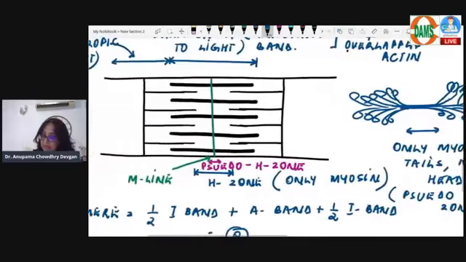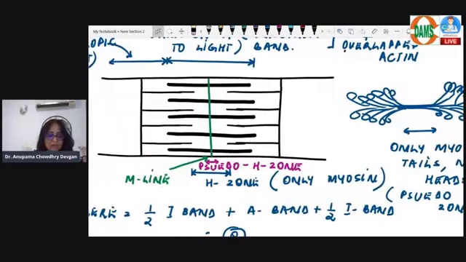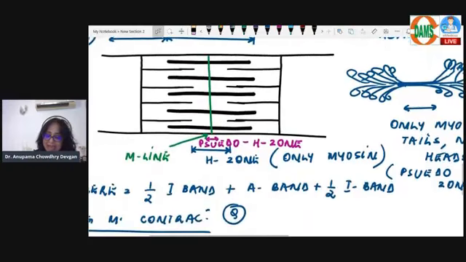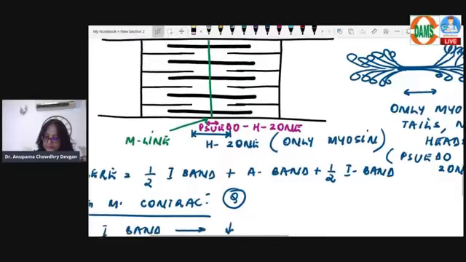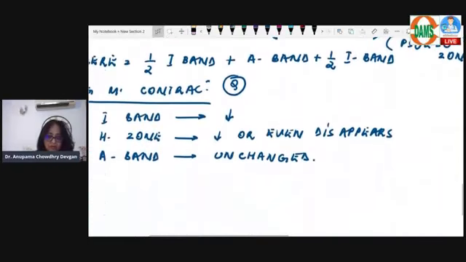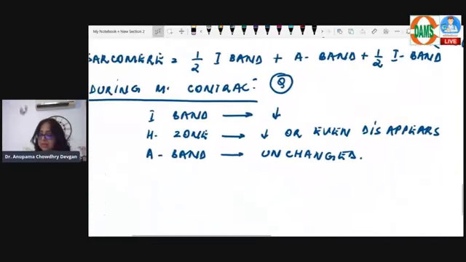All right. So the A band remains unchanged because the I band slides into the A band. Rushikesh, the I band will slide into the A band. The M line is in the center, the middle of the sarcomere. It links the myosin molecules, Rinku. Okay. So during the muscle contraction, the I band reduces, the H zone decreases or even disappears, and the A band is unchanged. Okay.